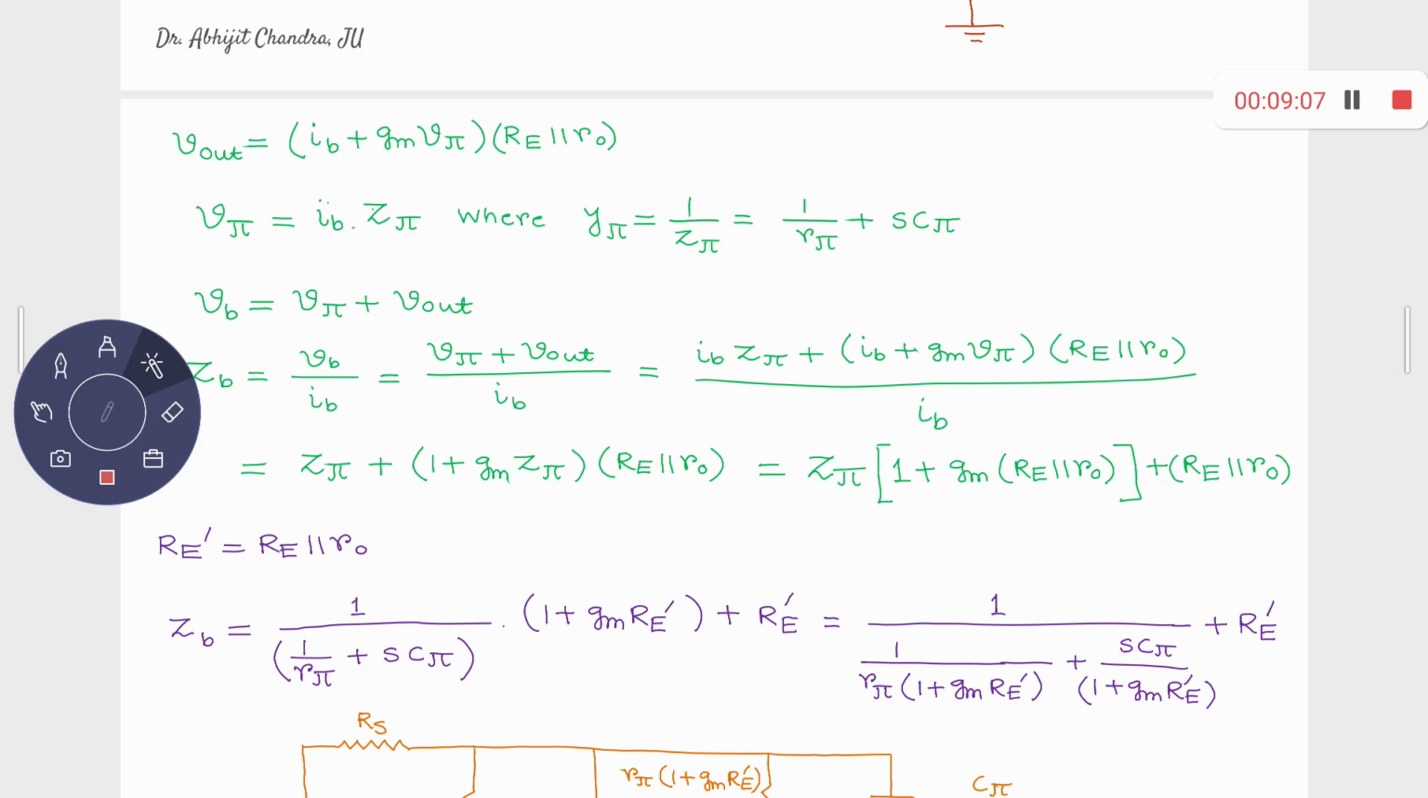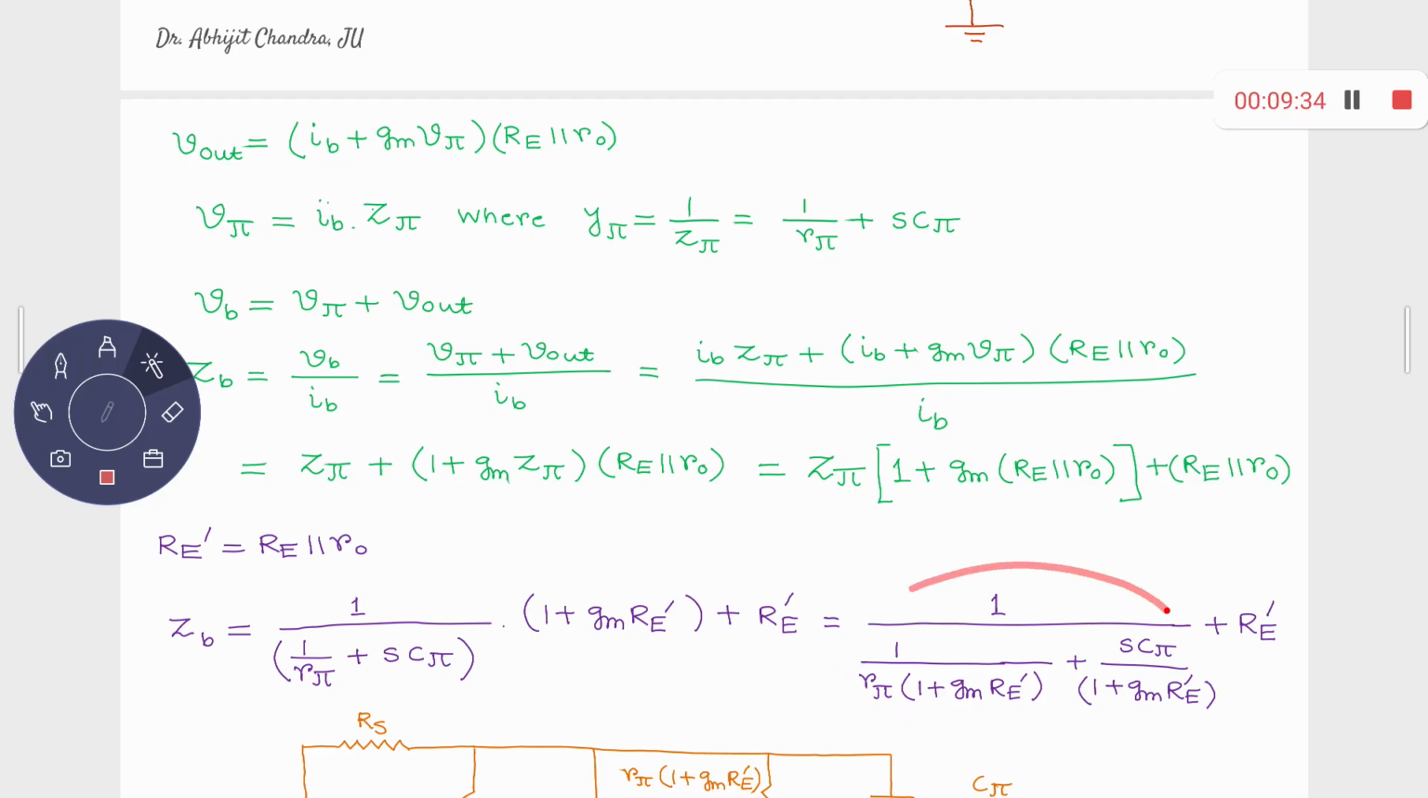Clear? So now we can also simplify this expression. We can also write the same expression in this particular form. Now, what is the importance of having the expression in this form? The same expression is written like this: Re prime plus R pi, and then this entire expression can be written in this particular form.